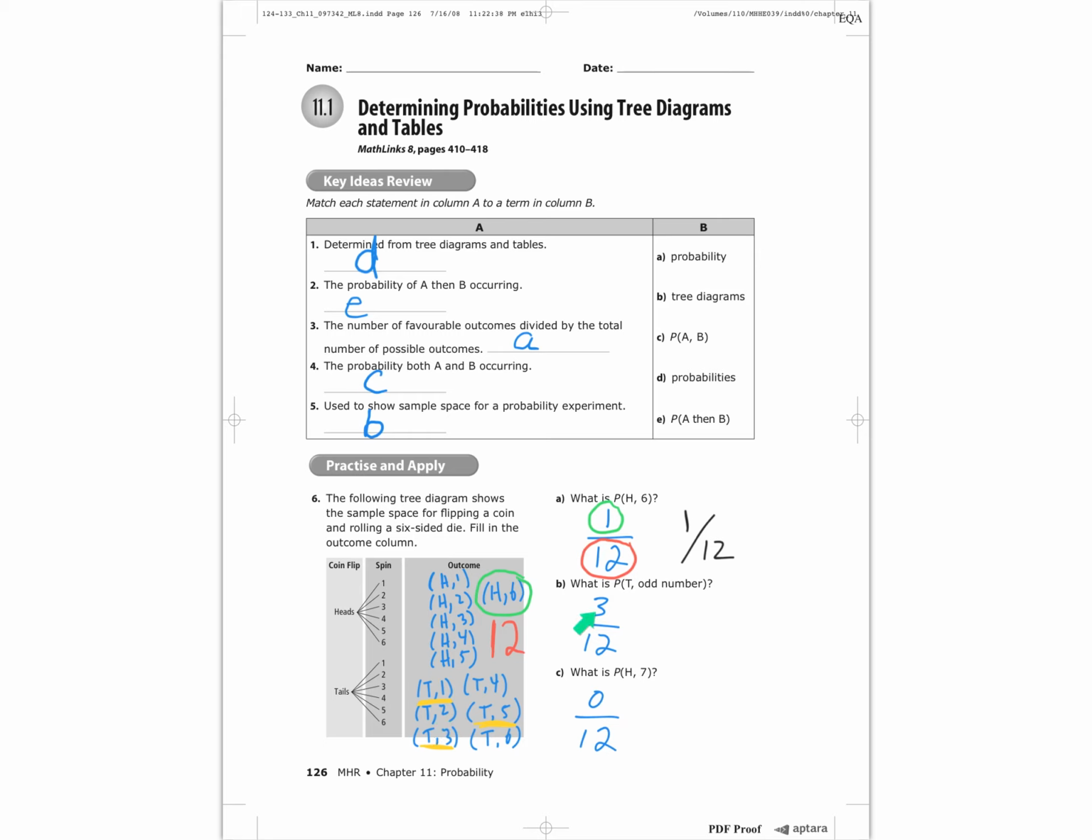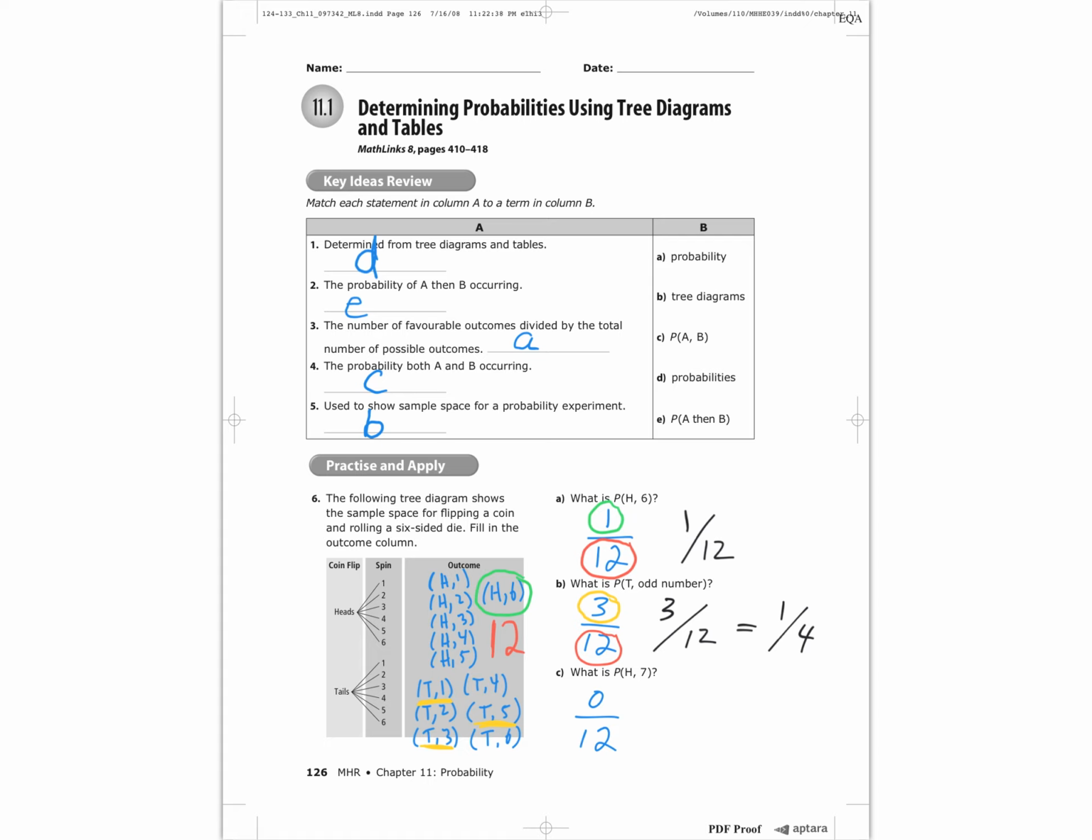So there are 3 of them, again, always coming out of the total of all the things that can happen. So that's why this 12 keeps reappearing, okay? This is the total number of things that can happen, and these are the favorable outcomes that we're looking at. So there are 3. So there is a 3 out of 12 chance, or we can reduce it, a 1/4, 1 in 4 chance of getting tails on the coin and an odd number on the die.